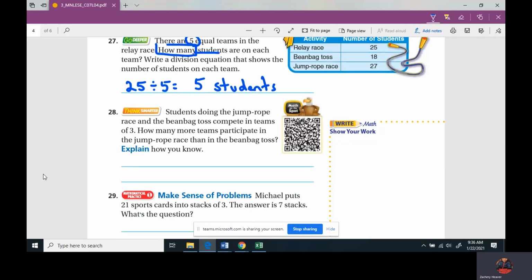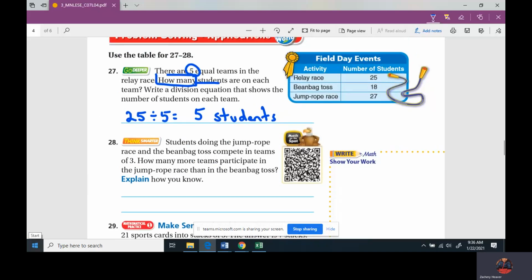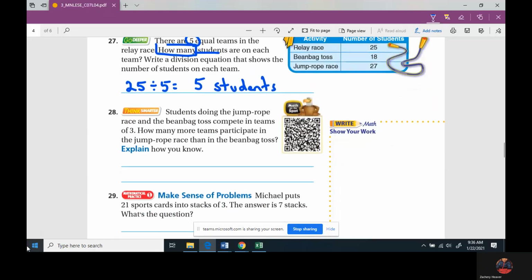All right, the next one. Students doing the jump rope race and beanbag toss complete in teams of 3. How many more teams participated in the jump rope than the beanbag? So first off, let's find how many students are doing jump rope. Annie? So I'm going to do jump rope right here, JR, and there's 27 people that do it. Okay? How many's on a team, Annie?